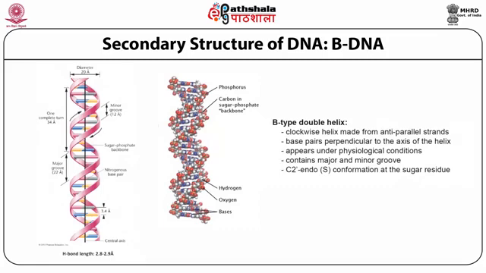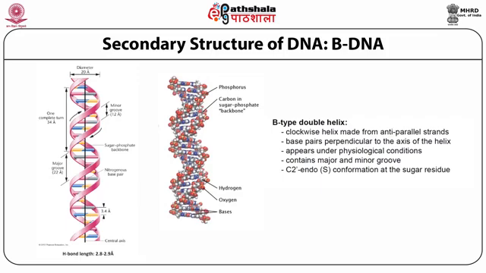The most prevalent secondary structure of DNA that we see in nature under any physiological condition is B-DNA. Now, B-DNA is a double helix, a clockwise helix made from anti-parallel strands. That means one strand is going 5 to 3, another strand is going 3 to 5, and in between the base pairing happens. As we know, phosphate and sugar are exposed outside, and the bases are in the interior of the DNA, so that they keep the water molecules mostly at bay.